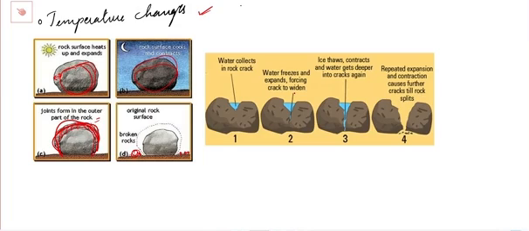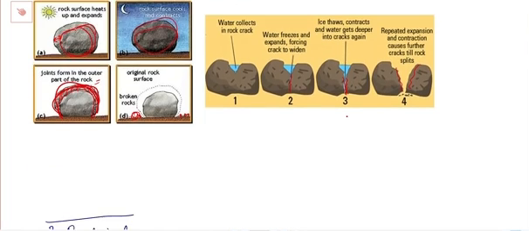Due to expansion and contraction there is a little formation of cracks, which gradually elongate and break the rock, and the water is removed from this, and the rock is split into two. So this is what happens due to the temperature changes, a kind of mechanical weathering.